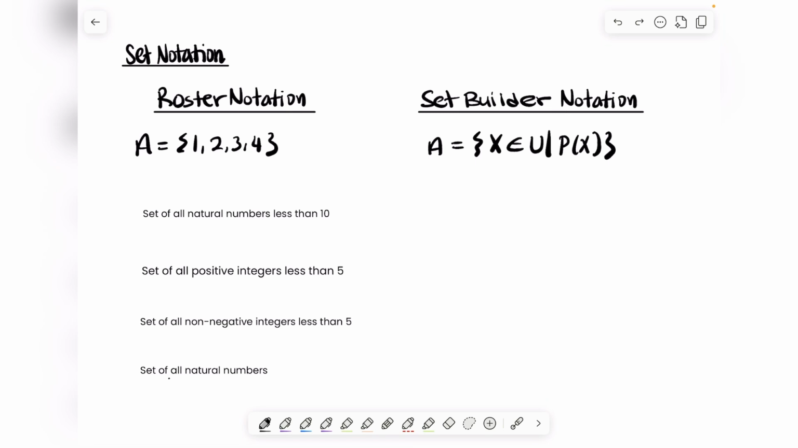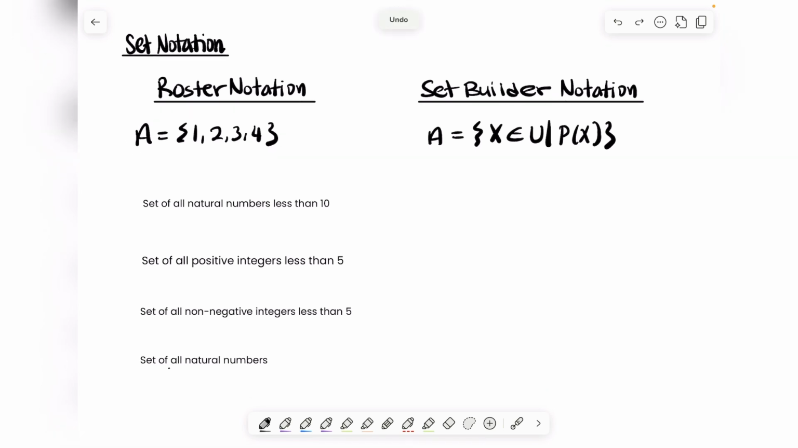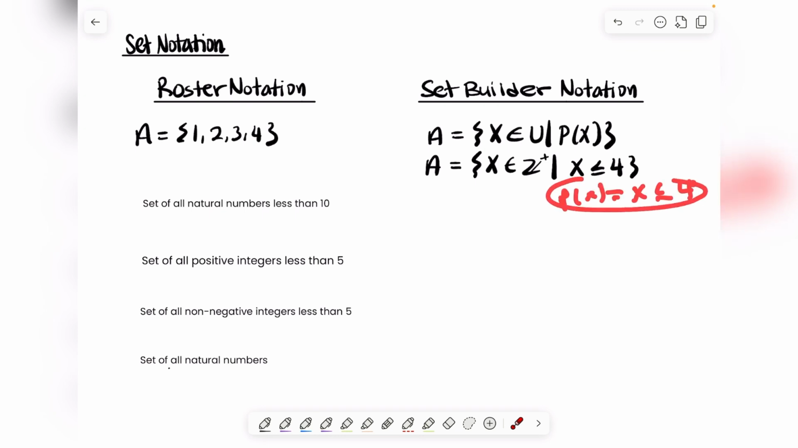To put it into context, I could describe this set using set builder notation as saying that A is equal to all x in the set of positive integers, such that x satisfies a condition that it has to be less than or equal to 4. So this is another way to describe this set right here. P of x is equal to x is less than or equal to 4. That is the condition, the property that x has to satisfy.